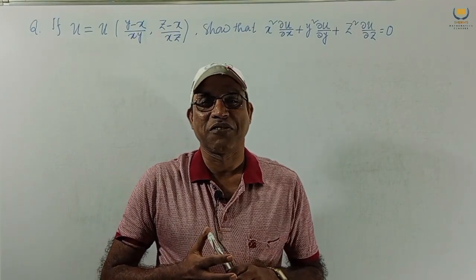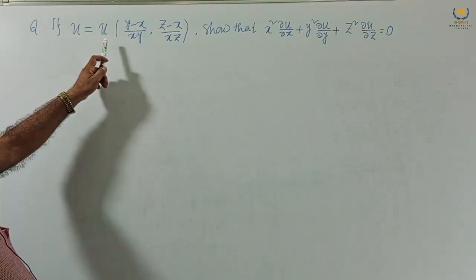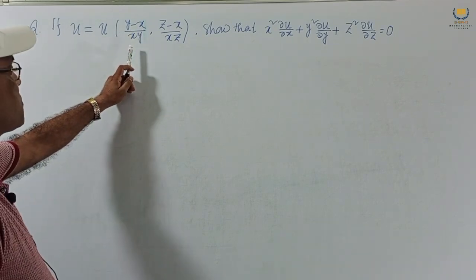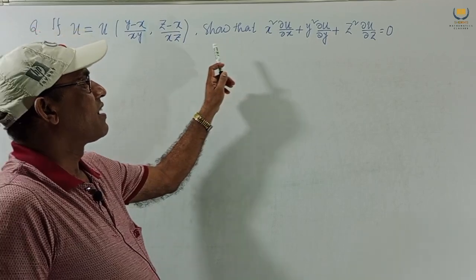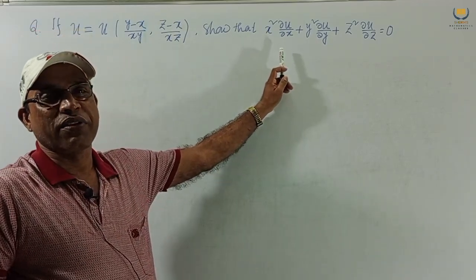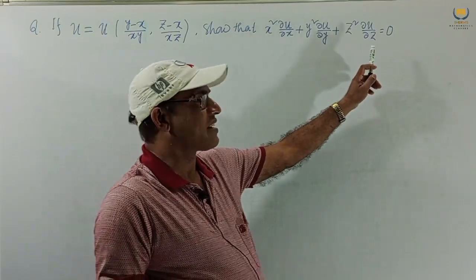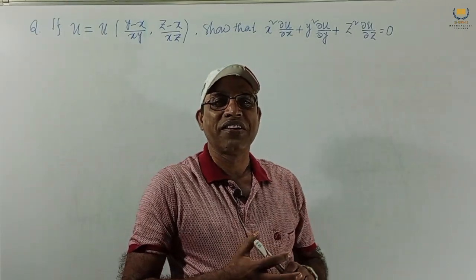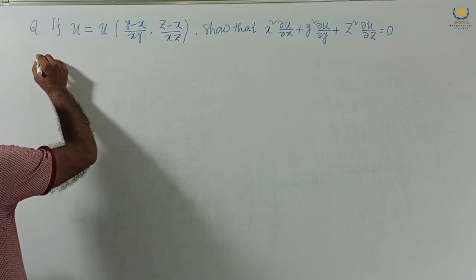Now let us consider one problem. If u equals u of (y minus x)/xy, (z minus x)/xz, show that x² ∂u/∂x plus y² ∂u/∂y plus z² ∂u/∂z equals 0. Now let us consider this problem. The solution starts.